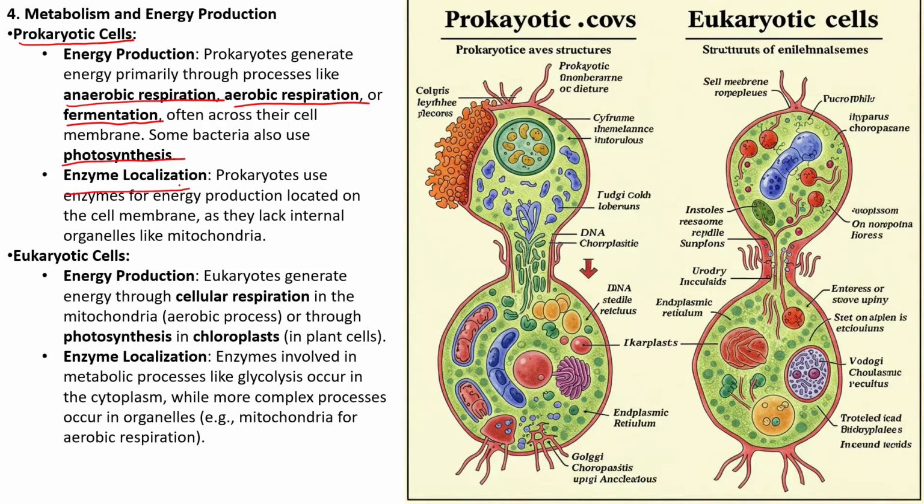For enzyme localization, prokaryotes use enzymes for energy production located on the cell membrane, as they lack internal organelles. Whereas in eukaryotes, glycolysis occurs in the cytoplasm, and aerobic respiration occurs in the mitochondria. Energy production in eukaryotes is generally through cellular respiration, which mainly occurs in the mitochondria and is an aerobic process.